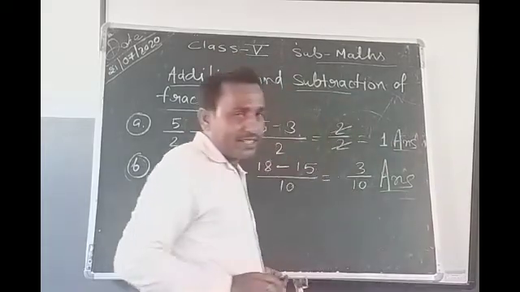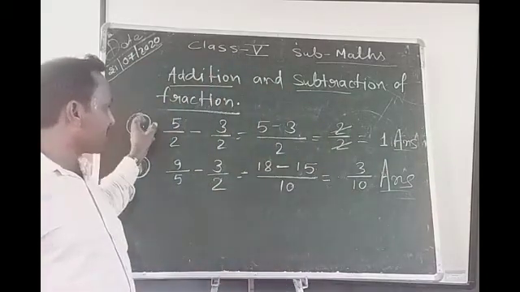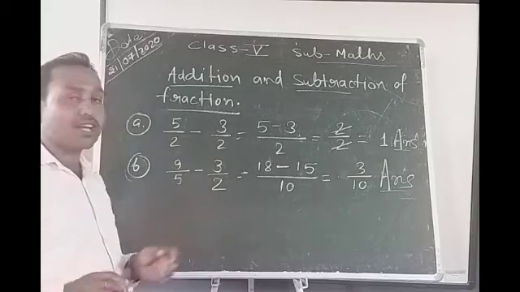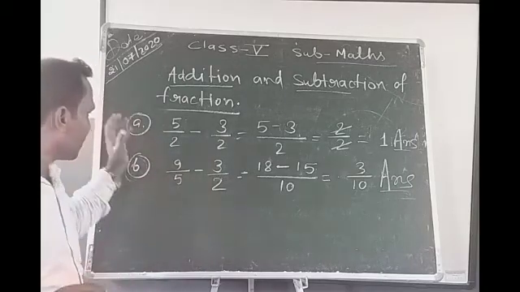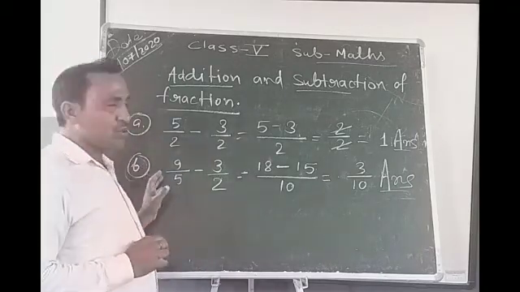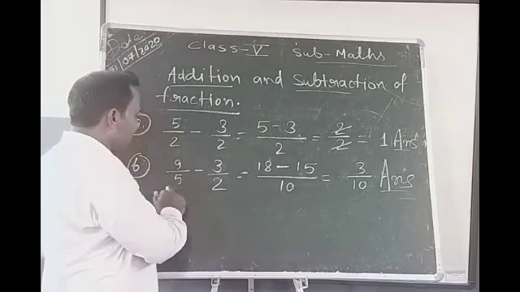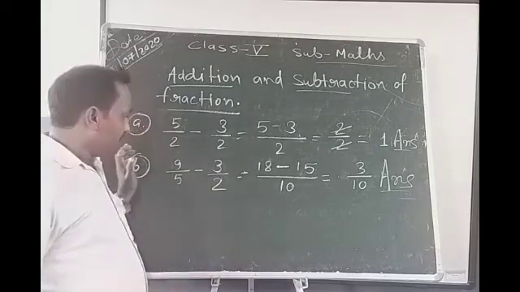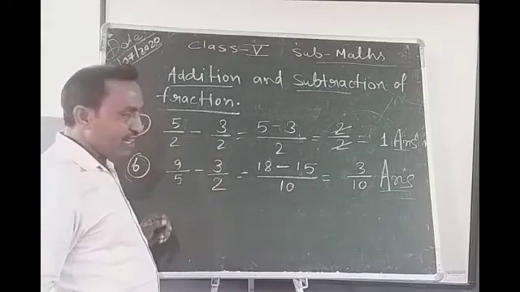So students, today you saw how to solve like fractions and how to solve unlike fractions. Like fractions are a very simple process, but for unlike fractions, the first step is to take the LCM of both denominators, and thereafter do the calculation this time. Okay, thanks.